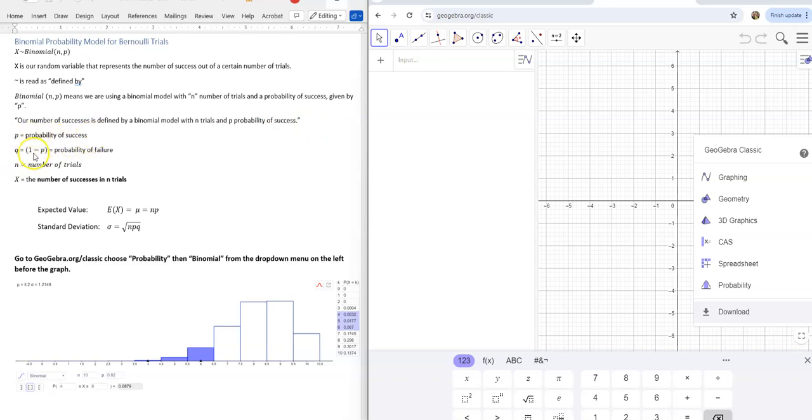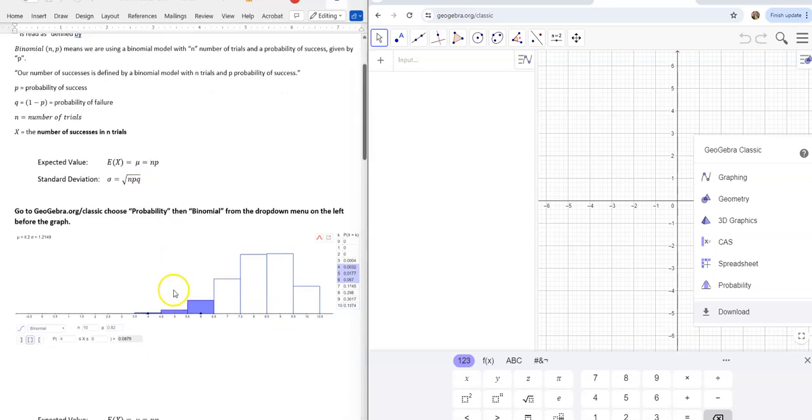Remember, to get q, we just take 1 minus p. That's the probability of failure. n is the number of trials, and X is the number of successes in n trials. If you were going to find the expected value or the mean of this, you would use n times p, and for the standard deviation, you would use the square root of npq. So they're not very difficult formulas, but you're going to find that GeoGebra does that for us.